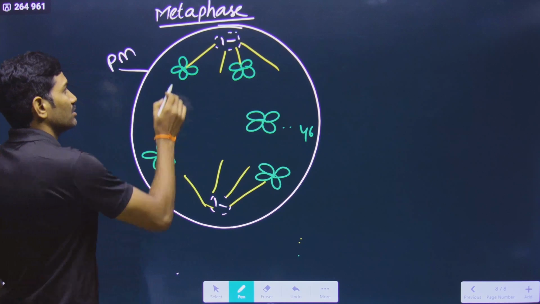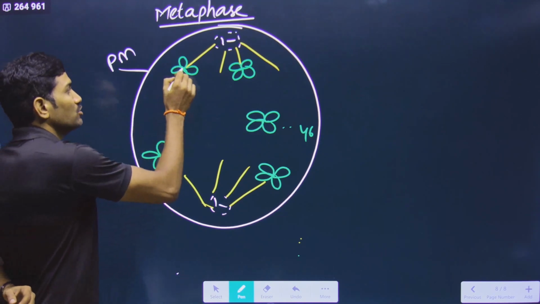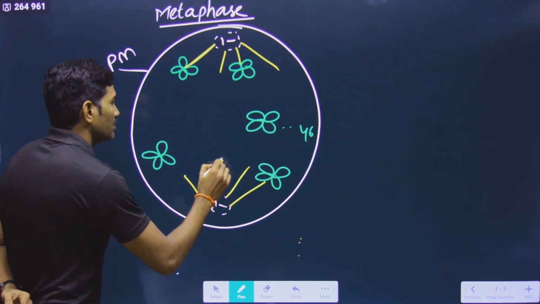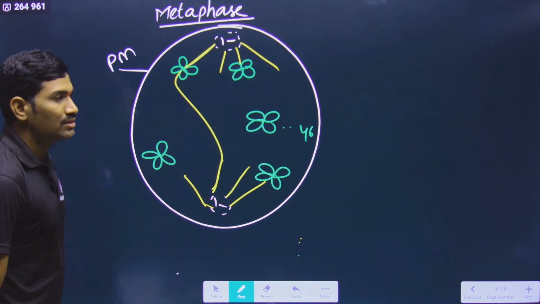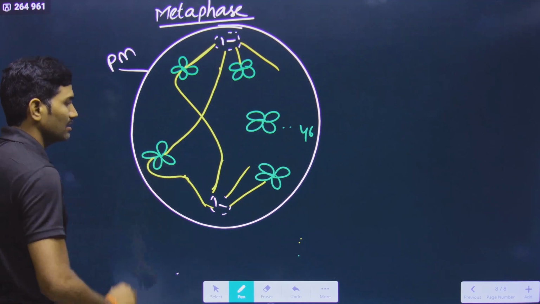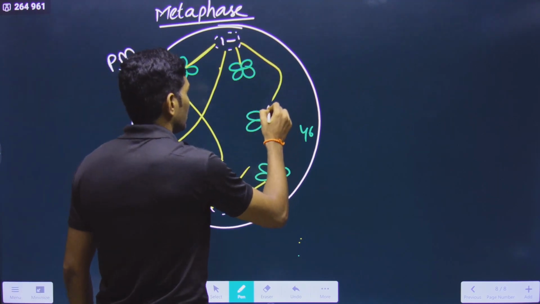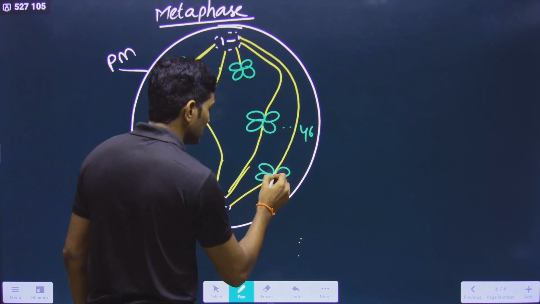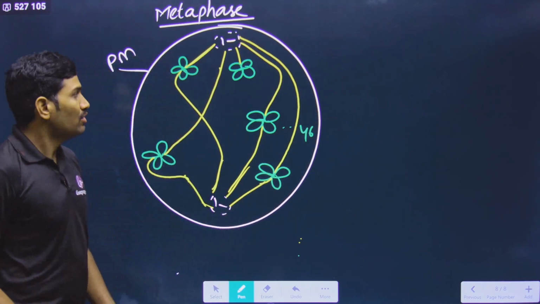So now what do we need to do? Observe the diagram carefully. Suppose this is the chromosome. For this chromosome, what happens? One spindle fiber from one pole and another spindle fiber from the other pole. Yes or no? From this one, from this one, like this, we need to attach like this. So please observe this content carefully. This is very important.